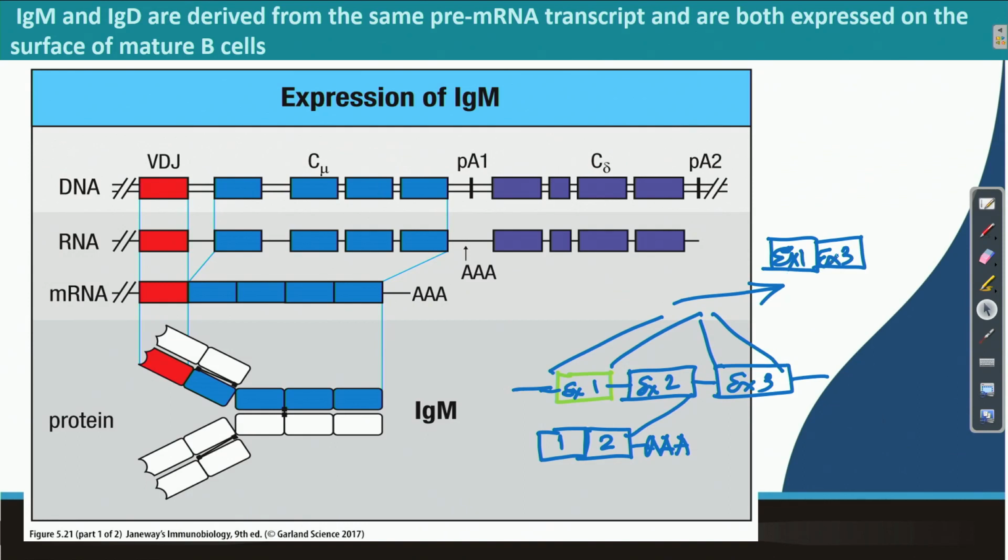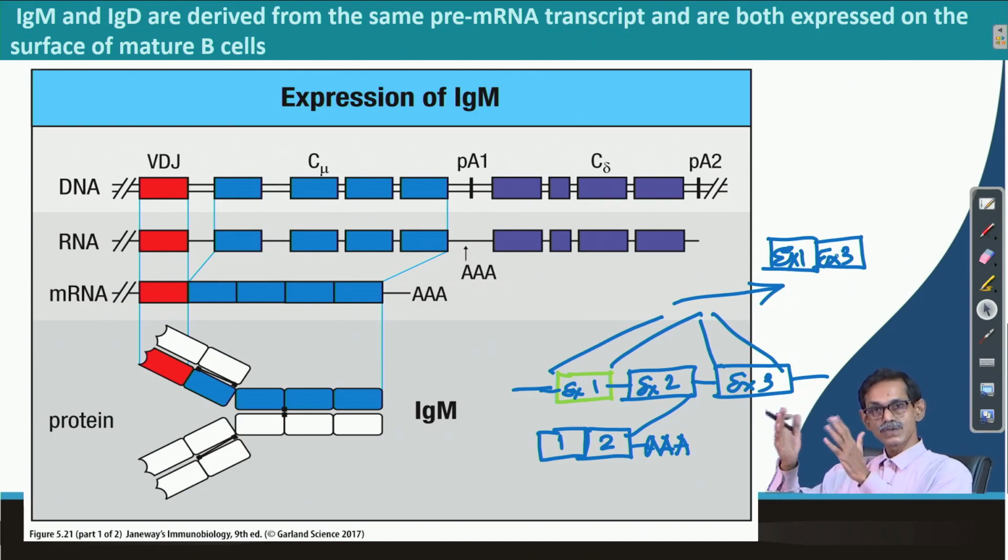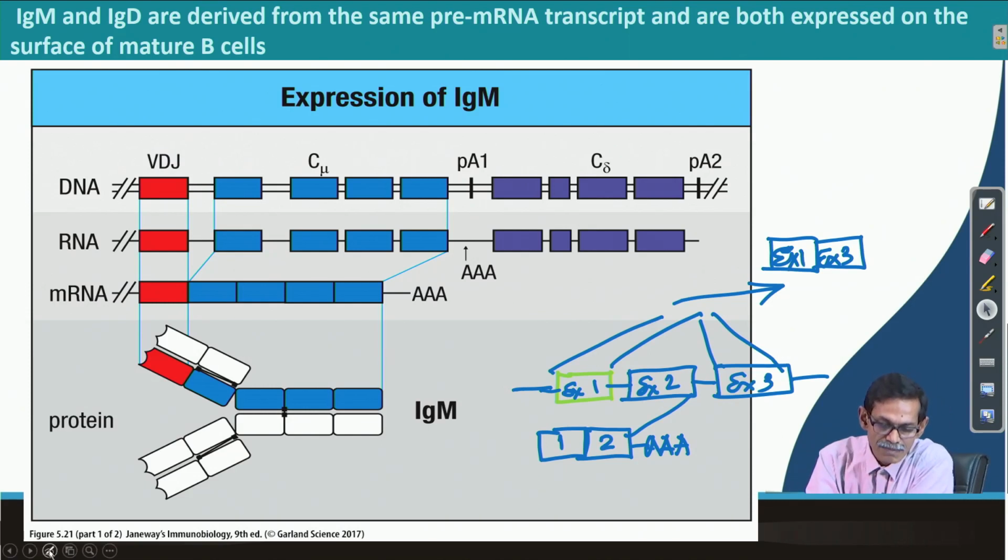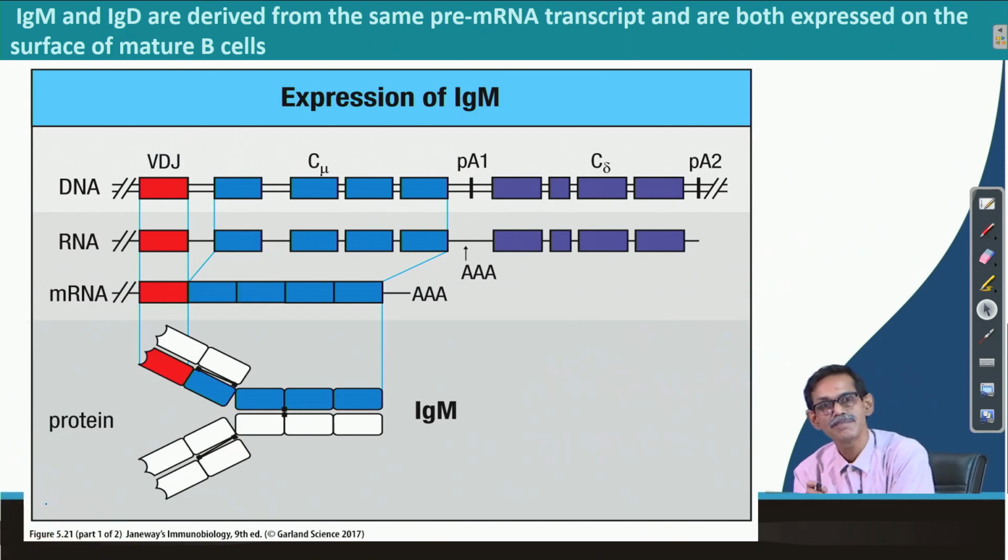So, what is going to happen? There is only one precursor RNA, but one protein has exons 1 and 2, another protein has exons 1 and 3. So, though there is one precursor RNA, you can have two different proteins with two different sequences. This is alternate splicing. Here we are going to see the same alternate splicing.